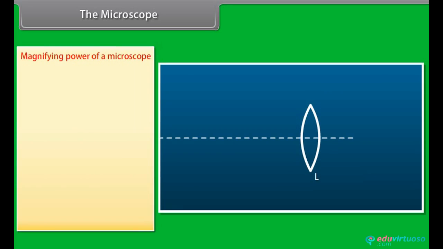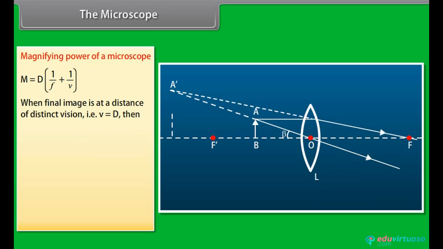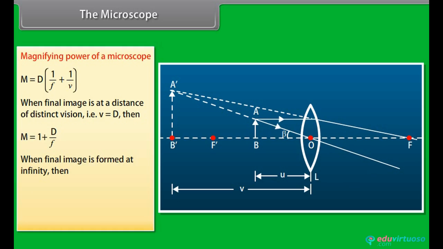Magnifying power of a microscope. M is equal to D into 1 by F plus 1 by V. When the final image is at a distance of distinct vision, that is V is equal to D, then M is equal to 1 plus D by F. When the final image is formed at infinity, then V is equal to infinity. M is equal to D into 1 by F plus 1 by infinity, which is D by F.